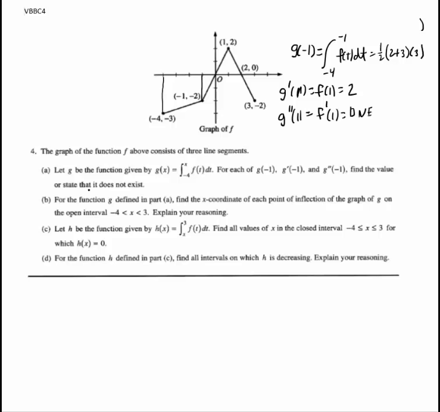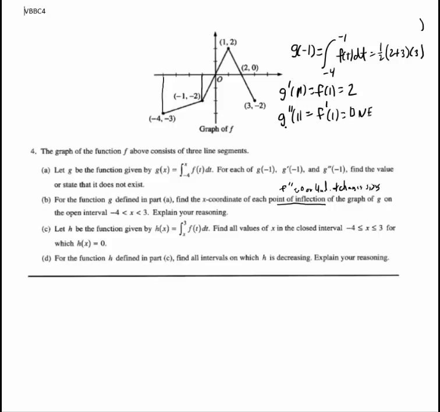For part B, for the function g defined in part A, so I'm using this again, find the x-coordinate of each point of inflection. Well, that's my keyword or phrase. So a point of inflection is where the second derivative equals 0 or is undefined. And then you also have to change signs as well, because remember, by itself, these two don't mean anything, but f prime has to change signs. On the interval -4 to 3, which covers the whole graph.